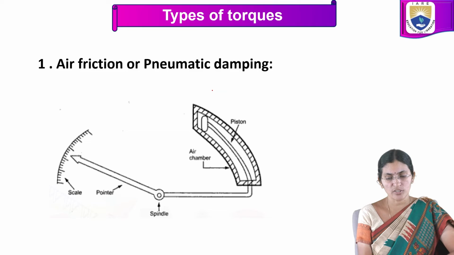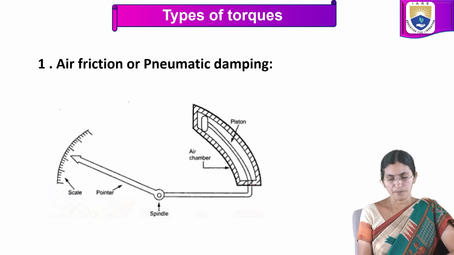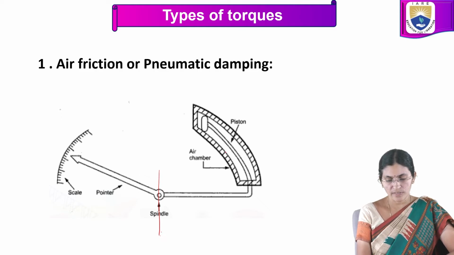First one is air friction or pneumatic damping method. In this you can see here, there is a scale, this is a pointer, and this is the spindle on which the moving system is. The pointer is attached to the spindle, and attached to the spindle we have an arrangement. This is the air chamber, where air is there, and this is the piston which moves in and out of this air chamber. Let us see how this damping torque is provided.